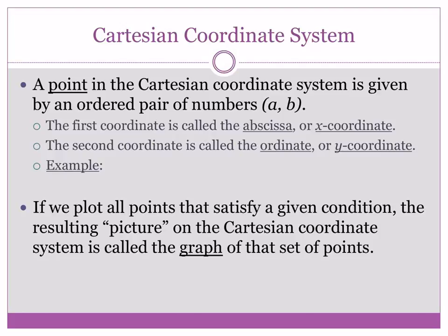If we plot all the points that satisfy a given condition, the resulting picture on the Cartesian coordinate system is called a graph. So sometimes our graphs are lines, sometimes circles, sometimes parabolas or cubics or square roots, and they have all these different images, okay? But that resulting picture is called a graph. So when I say graph, I don't mean the axis. The axis is not the graph. The axis is just a way to locate where things are in space, or in this case, on a flat surface. The graph is the picture formed by points or curves or lines.